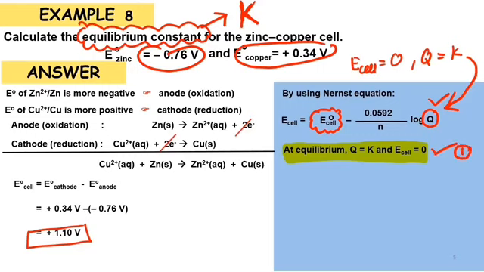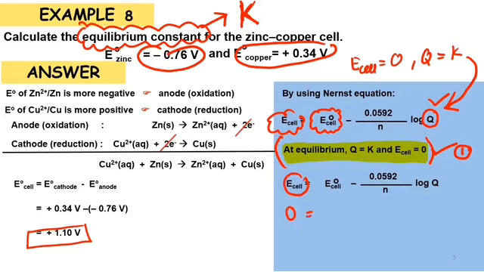Boleh? Statement ni. Substitute the value to the Nernst equation. So, E cell kita kosong. Okay. E cell masuk sini kosong. Betul? Sama dengan E naught cell dah kira tadi, positif 1.10 volt, tolak 0.0592 per n, n is 2, log Q. Q adalah refer to the K value sebab at equilibrium. Soalan dah nyatakan dah, equilibrium constant. So, at equilibrium, Q is equals to K.